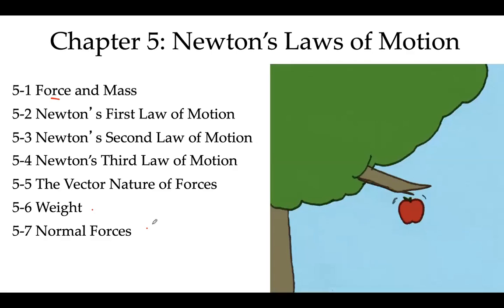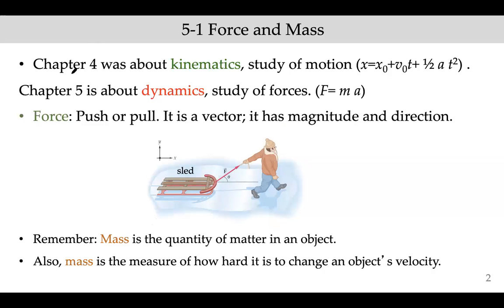Okay, let's start. So Chapter 4 was about kinematics. It's basically the study of motion. So this is an example of a kinematics formula where you can calculate the position if you are given initial position, time, initial velocity, and acceleration. So this is basically kinematics. But this chapter is about dynamics. And dynamics is basically the study of forces. So we will learn about the famous formula F equals ma.